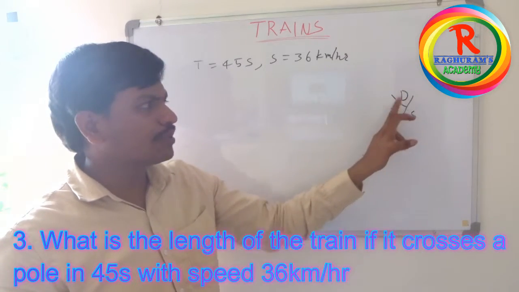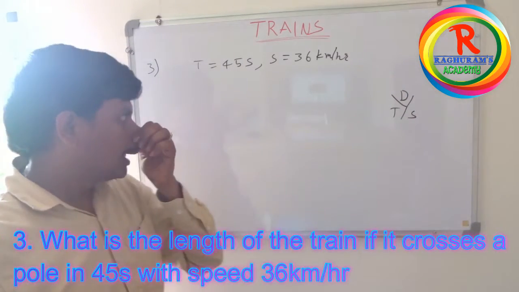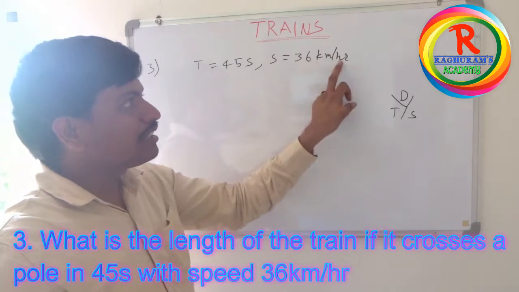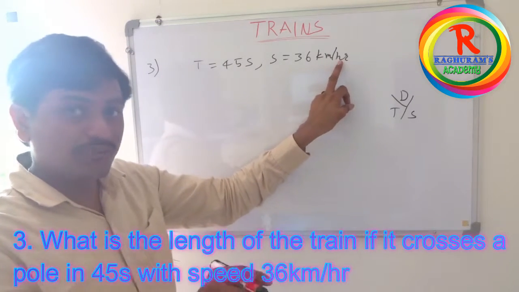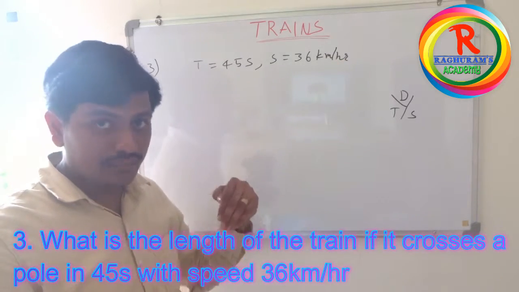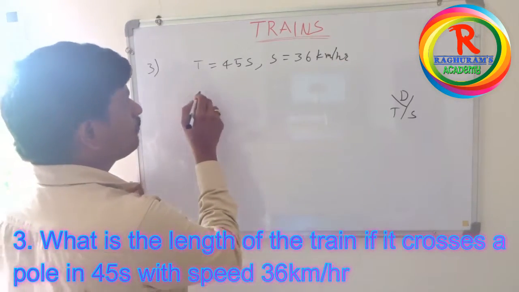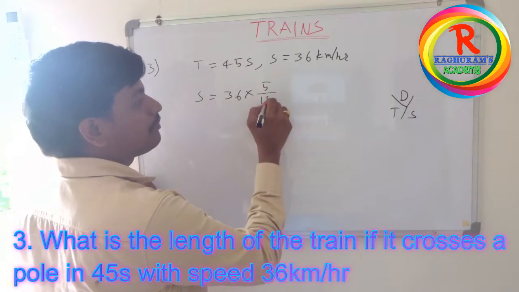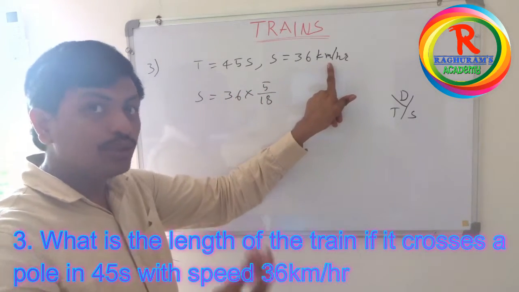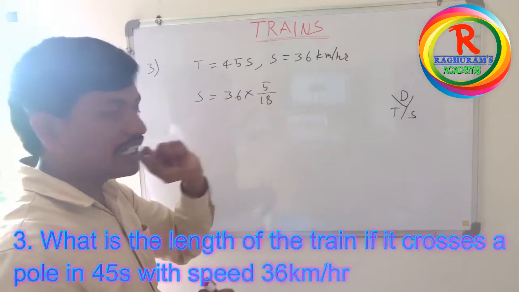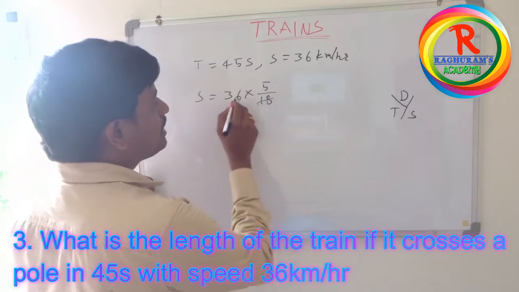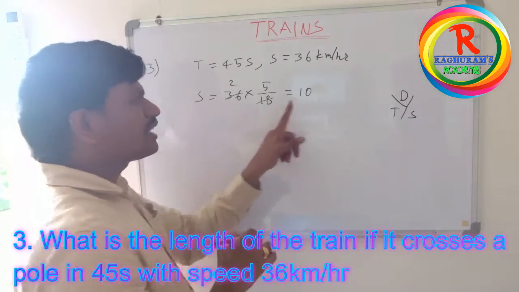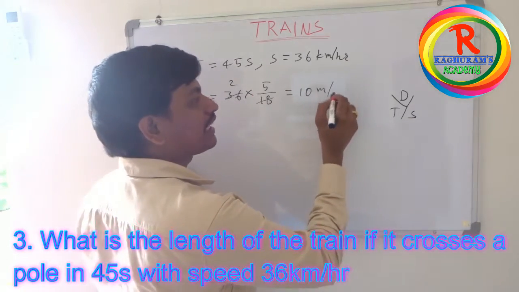What is the distance formula? Time into speed or speed into time. But here in this case, the time is given in seconds, but the speed is in kilometers per hour. So what do we need? The conversion. Convert to meters per second. How do we convert? Speed is equal to 36 into, just multiply by 5 by 18. To convert from kilometers per hour to meters per second, multiply by 5 by 18. Here 18 twos are 36 and 5 twos are 10. What is 10? Meters per second.